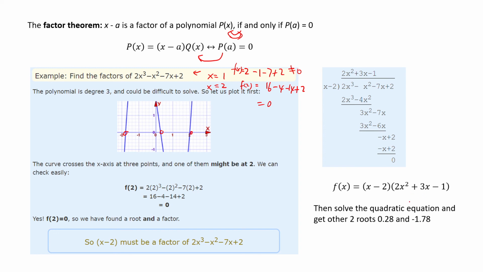It's much easier. For the quadratic equation, we can try to factor it. If not factorable, we can use the quadratic formula, x = (−b ± √(b² − 4ac)) / 2a. This is the quadratic formula we have learned in grade 11. Then we can find the solutions of a degree 3 polynomial.